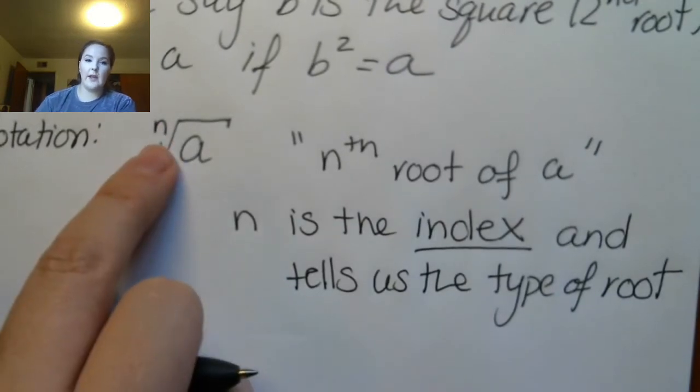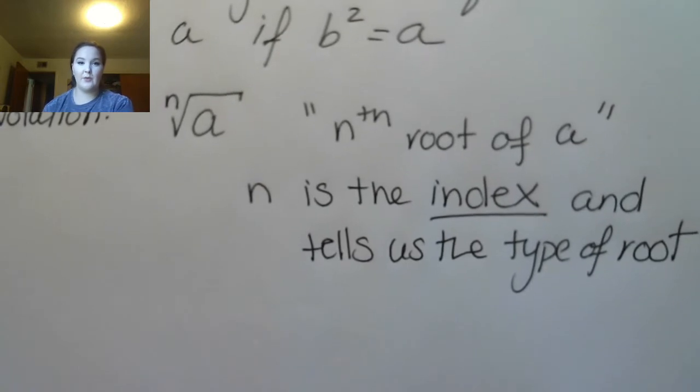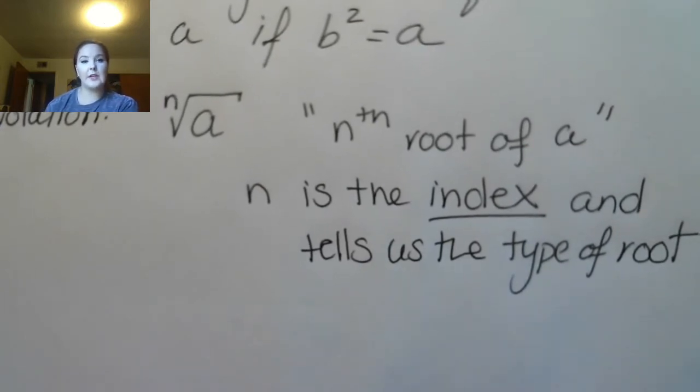If we don't see an index, we know that this is a square root, the most common type of root. So sometimes people will leave out the index too.